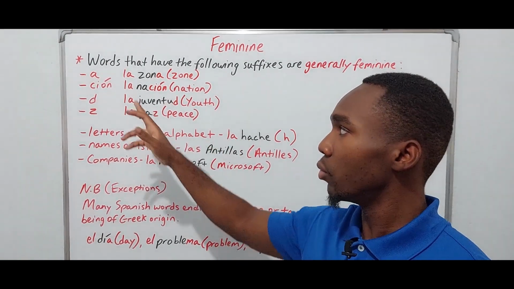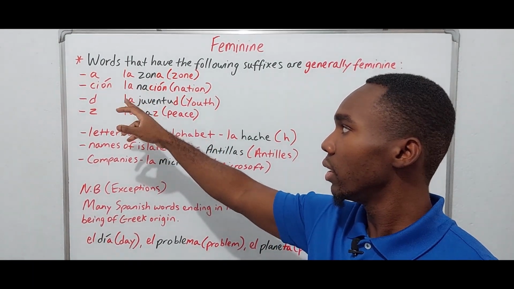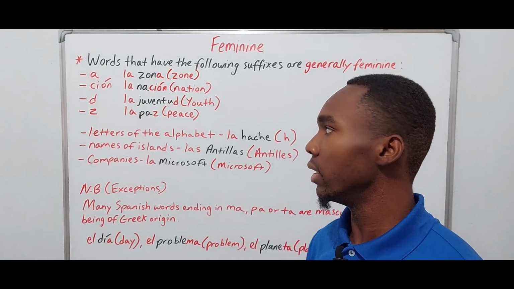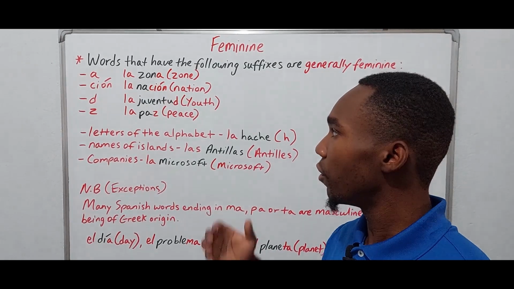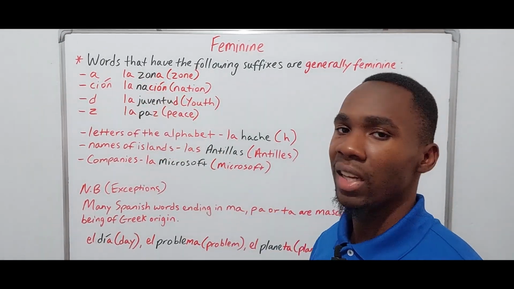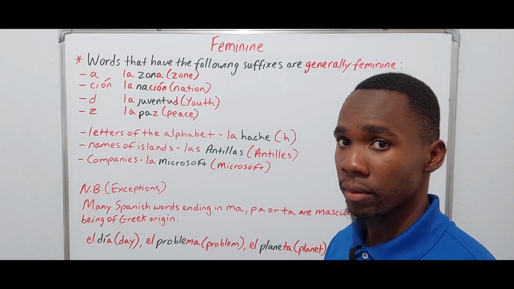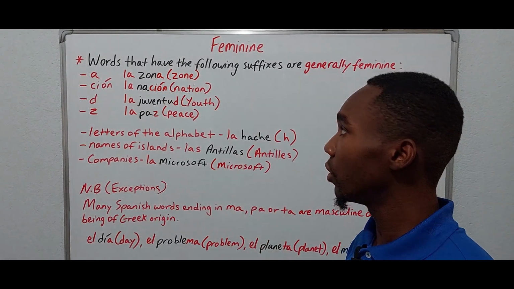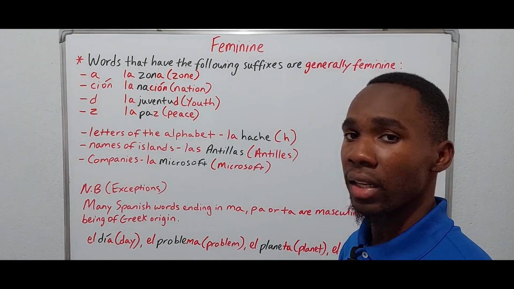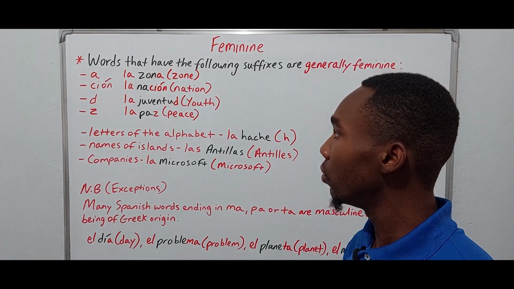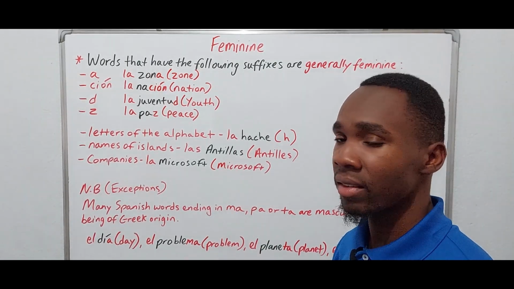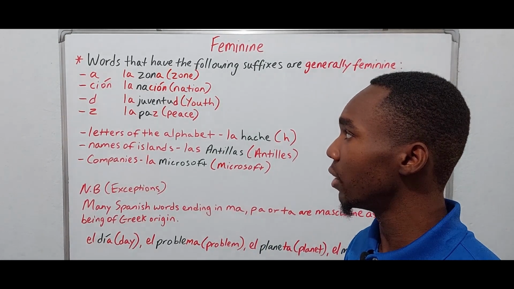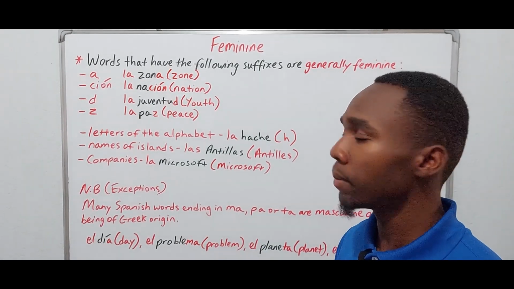So the suffixes would be a, sion, d, or de, right, and c, and the letter z, right? So if a word ends in these, it most likely is feminine, right? So examples: la zona, zone; la nación, nation; la juventud, youth; and la paz, peace, right? So those are just examples of feminine words, or generally feminine words, okay?